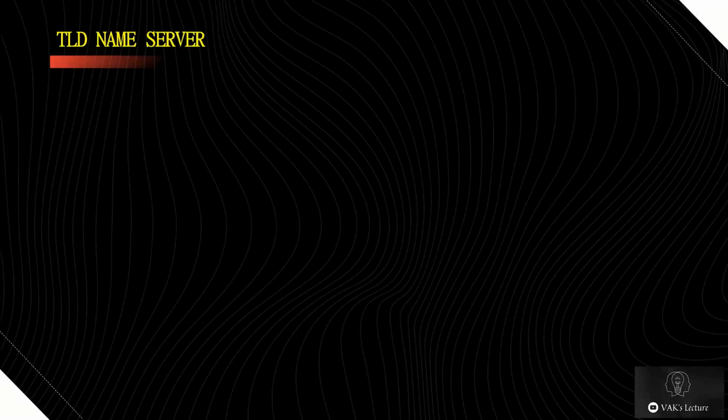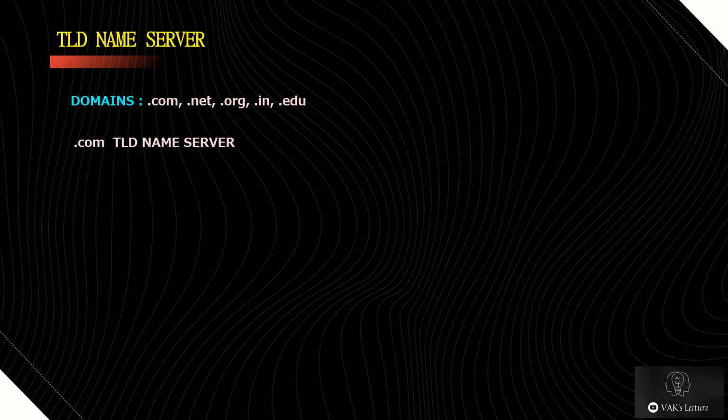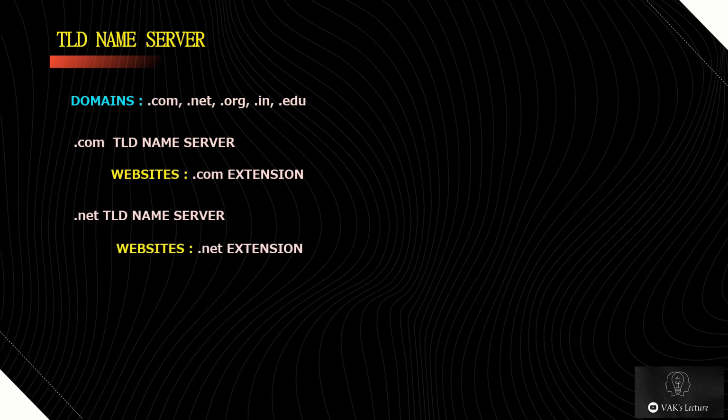TLD name servers store the information of all domains sharing a common domain extension. For example, .com TLD name servers store the information of all websites ending with the .com extension. And .net TLD name servers store the information of all .net websites, and so on.